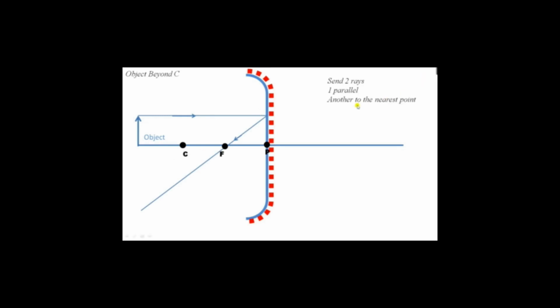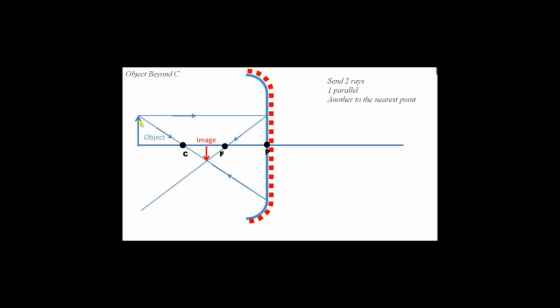Now another ray is to the nearest point. So the nearest point to this object is C. So I'll draw one ray going through the center of curvature, and we know rule number 3, the ray going through the center of curvature retraces its path, so it comes back through the same position. That means these two rays are meeting out here. As the two rays are starting from the head, I should draw the head out here. So this is the image.